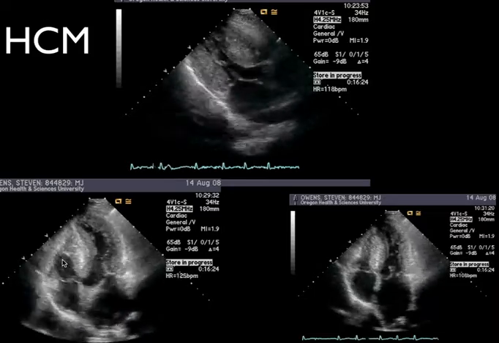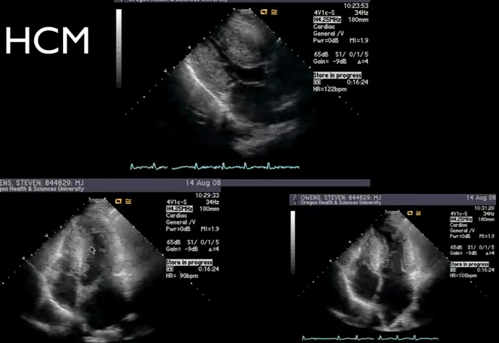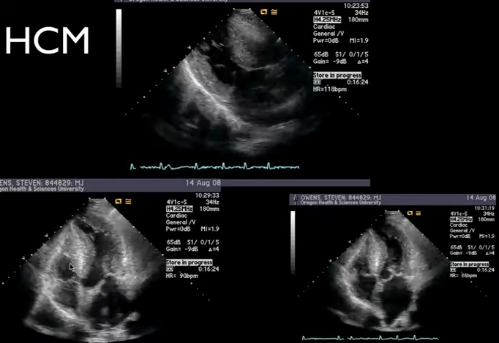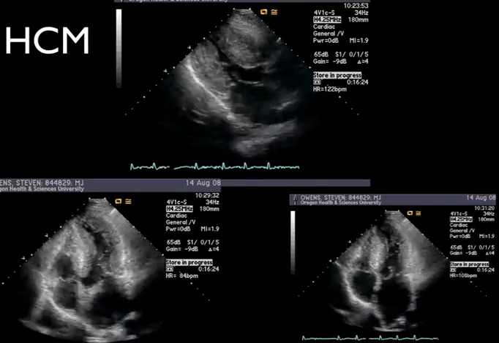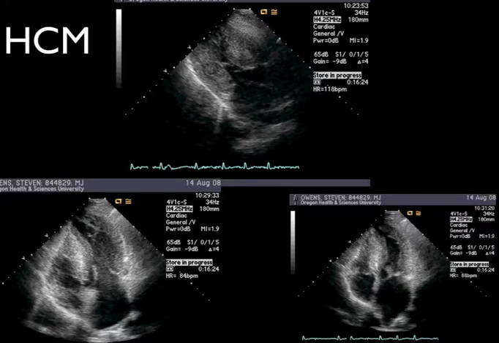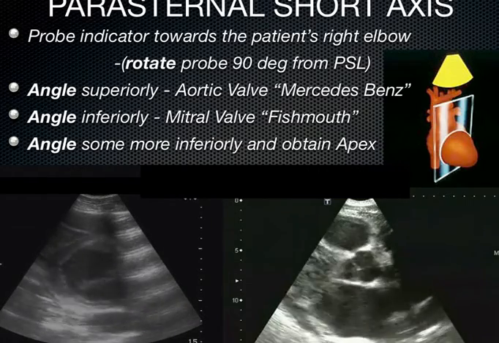This is the left ventricle. This is the right ventricle. And look how thick this septum is, and it comes all the way out here like so. And so this is just another example of hypertrophic cardiomyopathy. Again, the parasternal long axis is a nice way to view it.